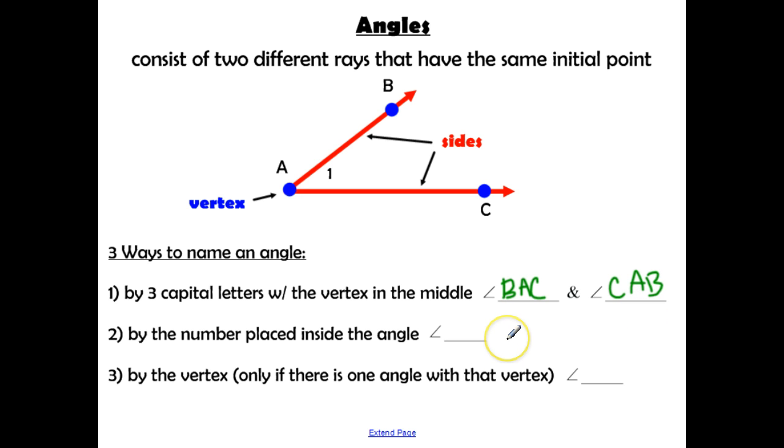We can also name an angle by the number placed inside the angle. So see this number 1 right inside that angle, right near the vertex. So we can call this angle 1. Now the third way we can name an angle is by the vertex, but this only works if there's one angle at that vertex. So here, since we only have one angle at vertex A, we can also label this angle A. Now don't forget this angle symbol, it's really important that you put that there. Otherwise, if you just have the letter A, you could be talking about a point, just a number, or just several points. So make sure you put that angle symbol and remember the three different ways that we can name angles.